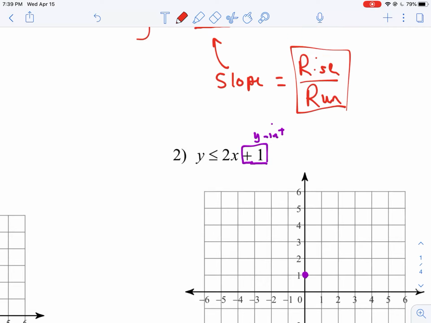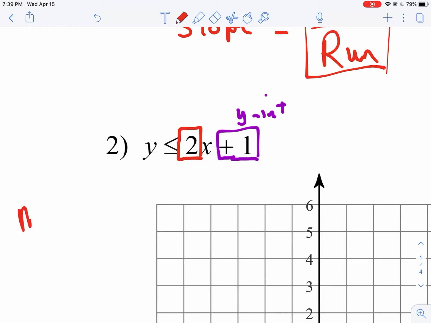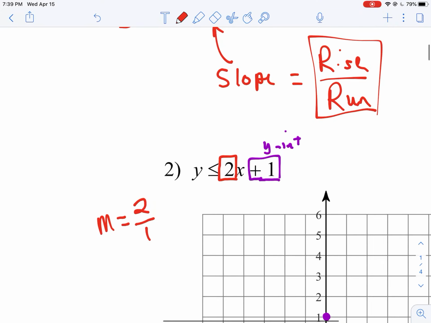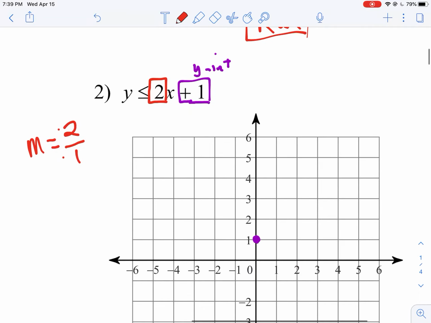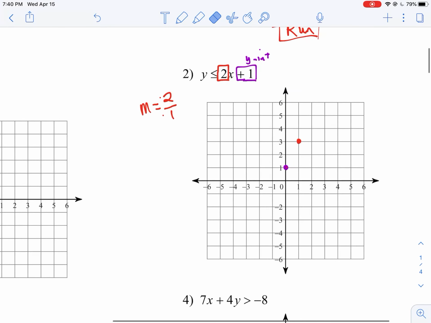Next, our slope is right here. If it's not written as a fraction, write it as a fraction. So the slope is 2, so I'm going to write it as 2 over 1. I write it as a fraction because I need to do rise over run. So I'm going to rise 2, and I'm going to run 1, both positive. So where I begin is with that purple dot. I'm going to rise 2, 1, 2, and I'm going to run 1. And there is my other dot. So now I have my 2 dots to draw my line. Okay? There you go. There's my 2 dots to draw the line.